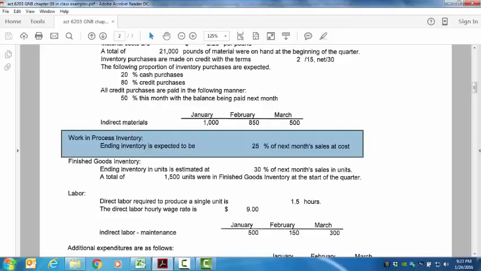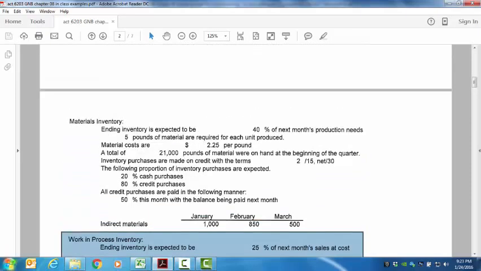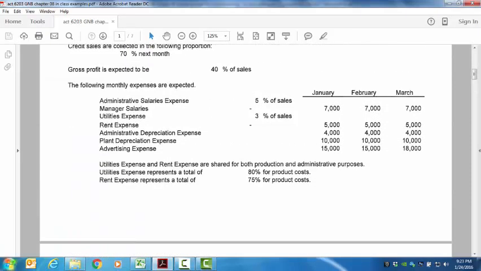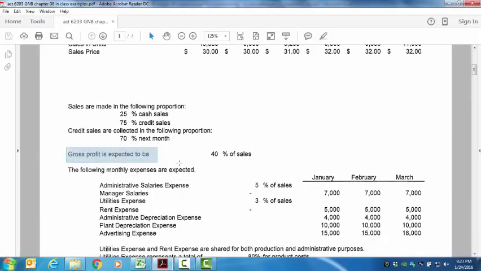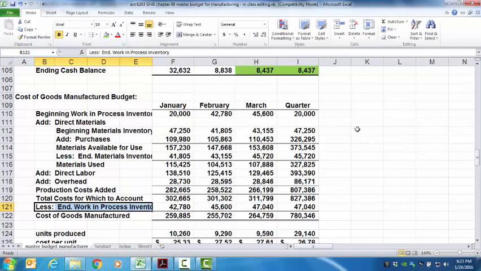Now we got to figure out how to do this. And I've given you the extra information on here. If we go back to the first page of the data sheet, here's a piece of information. Gross profit is expected to be 40% of sales. 40% of sales. Alright, so I'm going to go back to my worksheet over here so I can do some calculations.